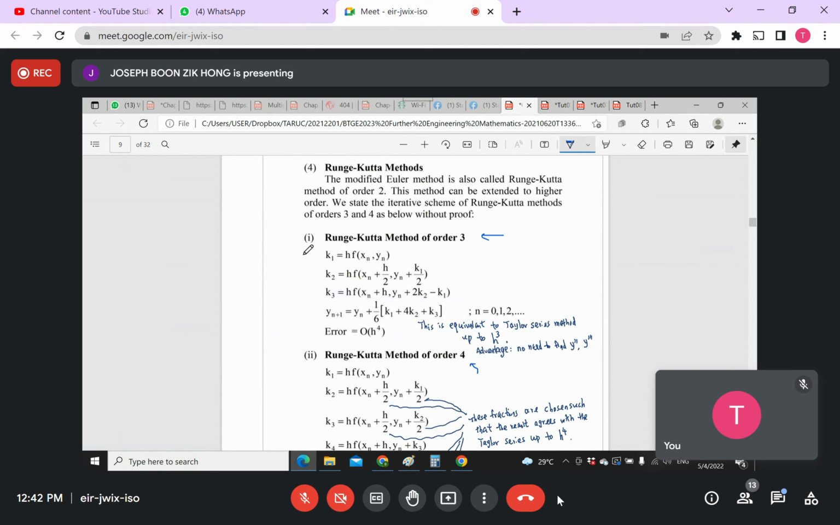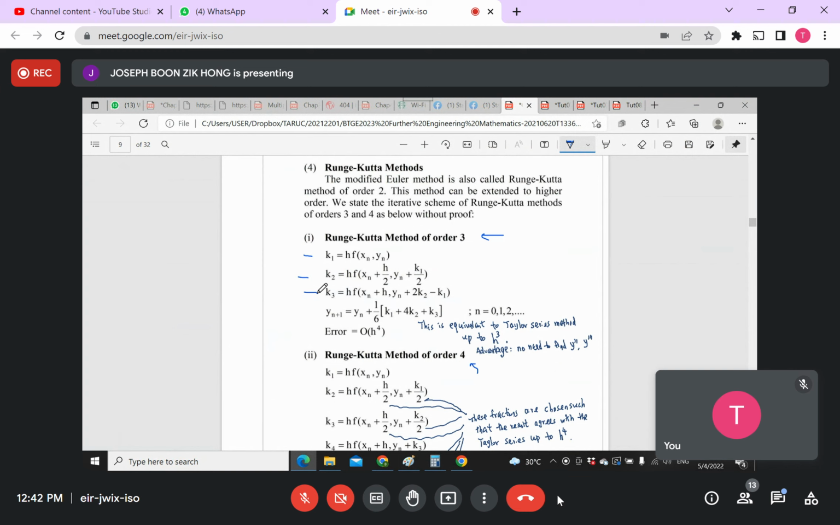If order 3, you need to find K1, K2, K3. Basically, Runge-Kutta is something where we modify again the modified Euler method. The modified Euler method is already something modified from the Euler method, something improved already. But now Runge-Kutta is improved again. Because what we see is that even the modified Euler method is not a stable method. The more steps you extend, the bigger error you will get.